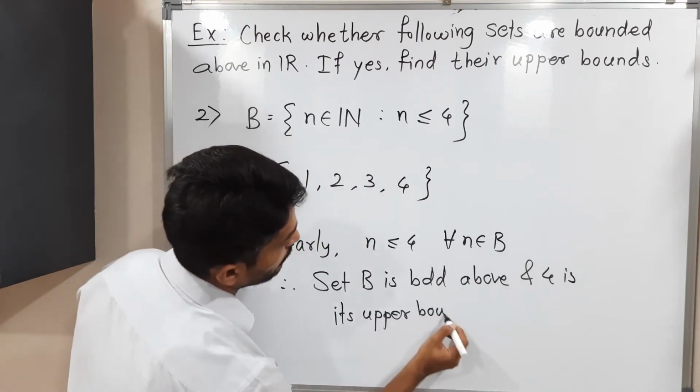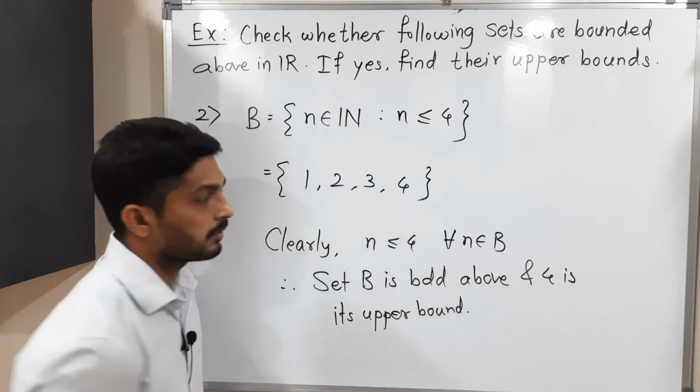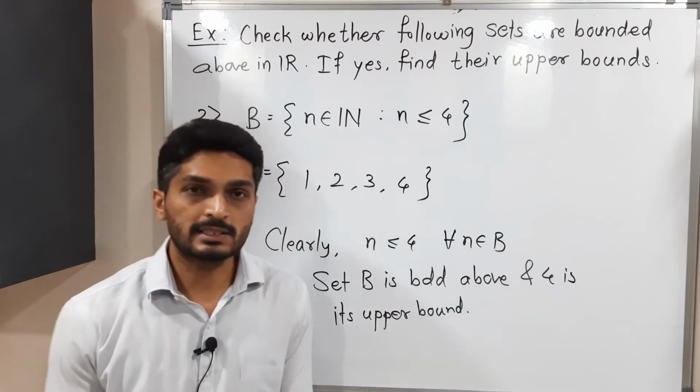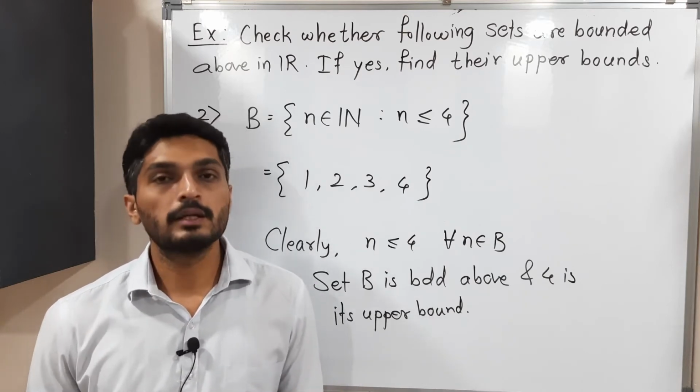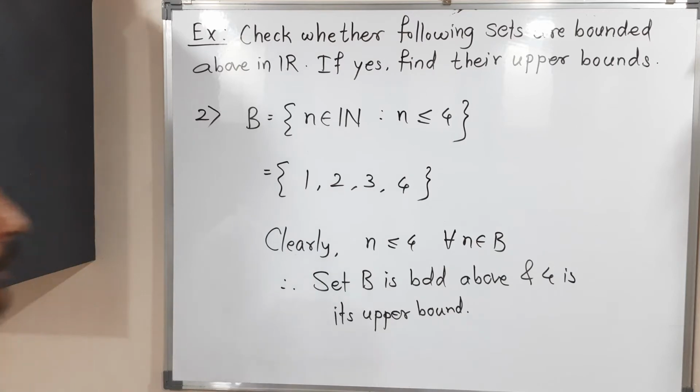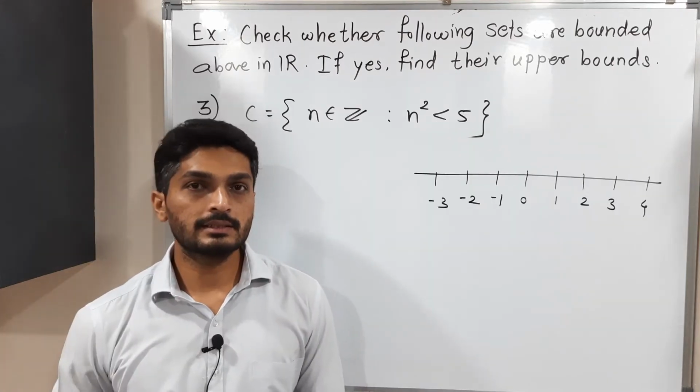You can say the same thing for 5 also. 5 is also an upper bound, 6 is also an upper bound. Many upper bounds are possible there. But the important thing is, yes, it has an upper bound. So that's why I say it is bounded above. Okay, so let us discuss this third set.